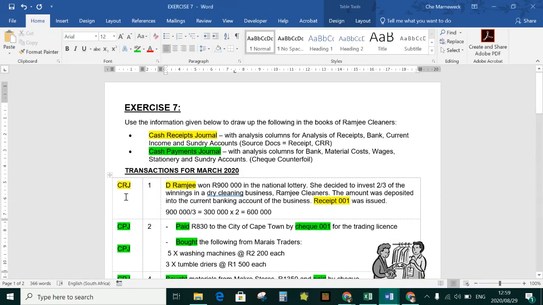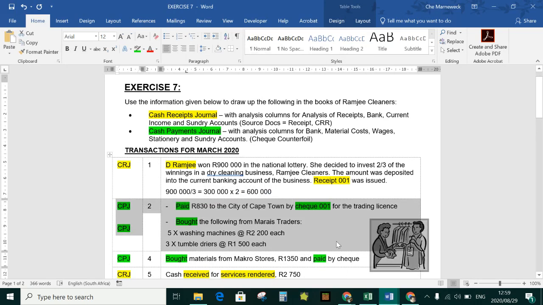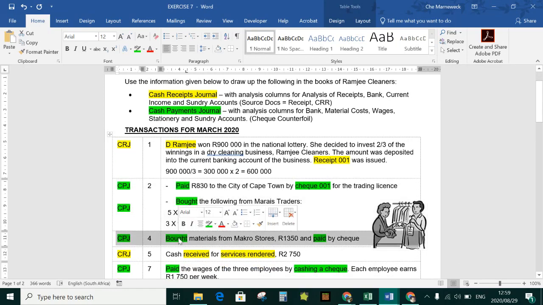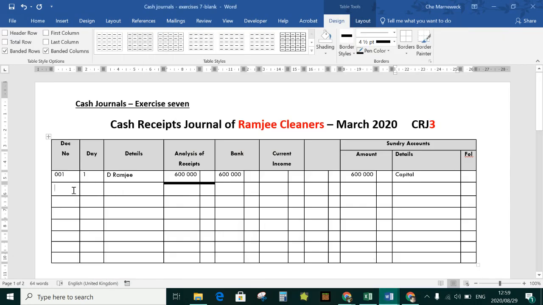We then move to the next transaction for the cash receipts journal. For day 2, I'm not going to record this in my cash receipts journal because we've already decided we're spending money. So that would be recorded in the cash payments journal. So we leave that alone for now. We leave day 4 alone and we look at day 5. We're only concerned with receiving money. So day 5, cash received for services rendered. When we provide a service, our source doc is CRJ, day 5, services rendered. What do we call services rendered in accounting? What is the account name? Hopefully you know that that's current income.